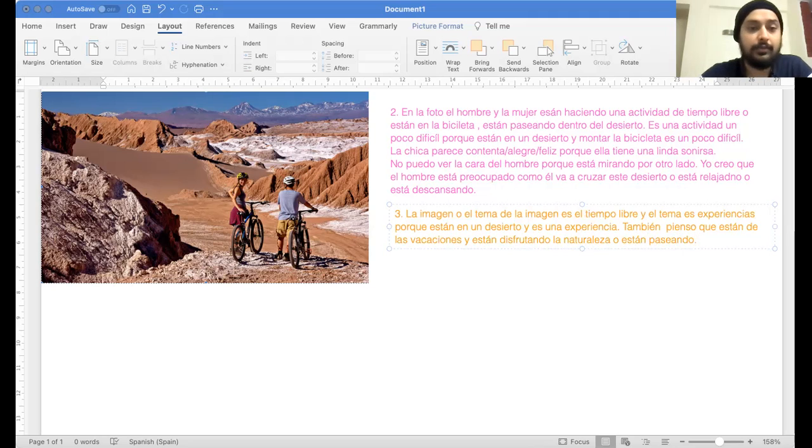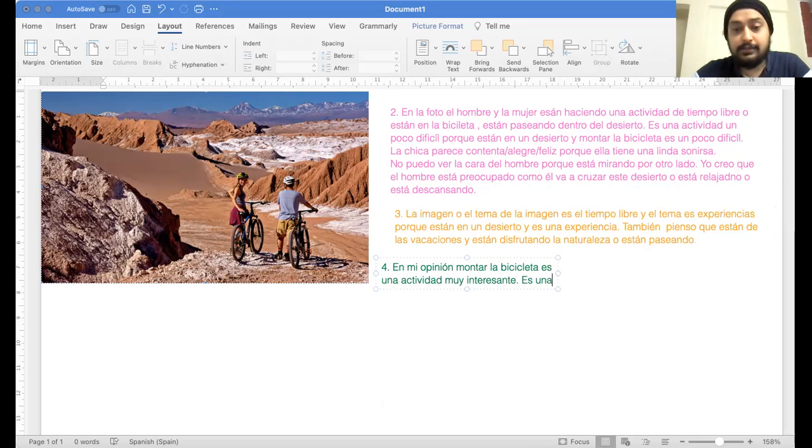So they are just having a good time. Están disfrutando, están paseando, están en la bicicleta, using estar plus gerundio. And now you can give your opinion. Mi opinión, montar la bicicleta es una actividad muy interesante, es una actividad muy buena para la salud. This is a wonderful activity for health.